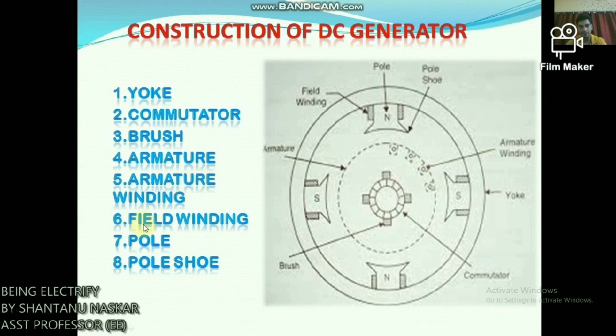Number 6, field winding. This is the field winding. This is the pole and this is the field winding. Number 7, pole. This is pole. 1, 2, 3, 4. And number 8 is pole shoe. So this curve is called pole shoe. This looks like a shoe, so this is called pole shoe.